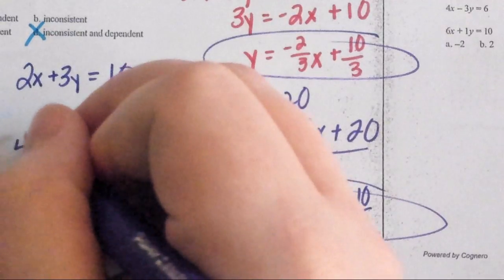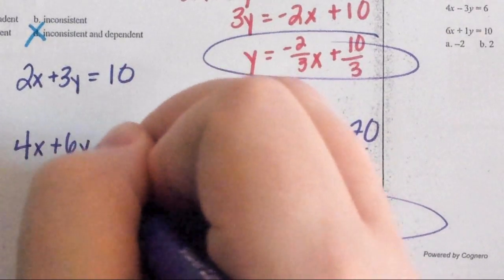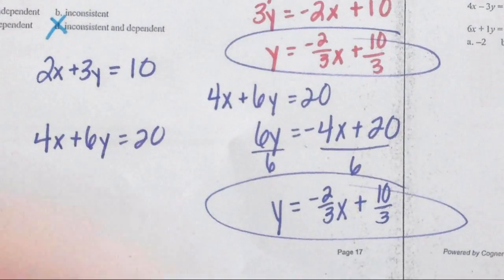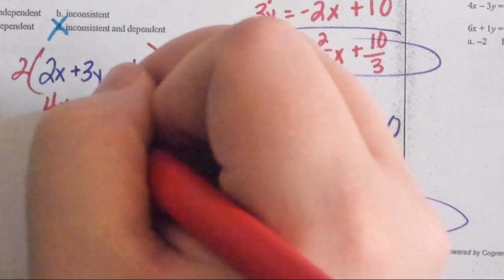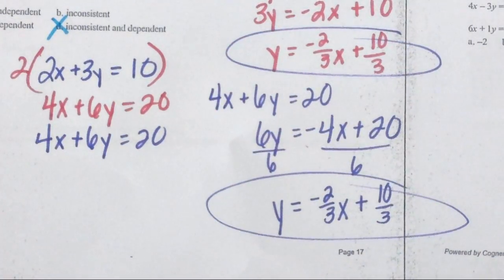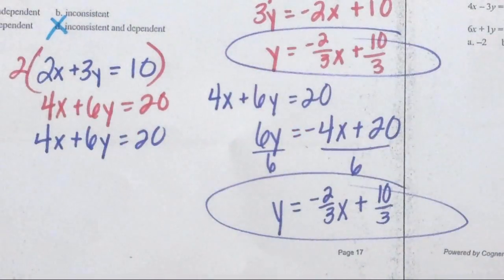The top equation was 2x plus 3y equals 10. The bottom equation was 4x plus 6y equals 20. He realized, hey, if I were to multiply that top equation by 2, it would be 4x plus 6y equals 20. So those two equations are really multiples of one another. So they're the same equation. That's why it's consistent and independent. And this would be so much faster if you recognize they're multiples of one another. So much faster.